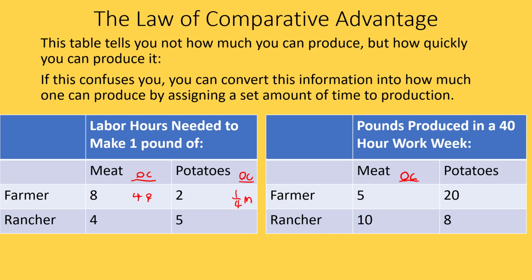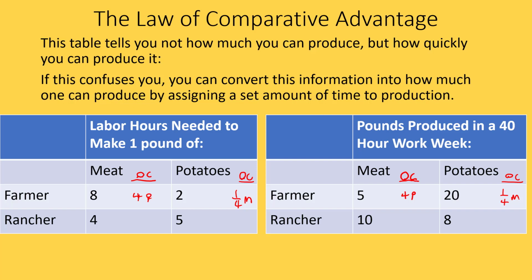So again, if this farmer can make 5 meat or 20 potatoes, then every time they're making meat, that is 4 pounds of potatoes that they are not producing. And every time they're making potatoes, that is 1/4 of a pound of meat that they are not producing, right? So now if we want to go ahead and look at the rancher, every time they are making meat, then they are not making potatoes.